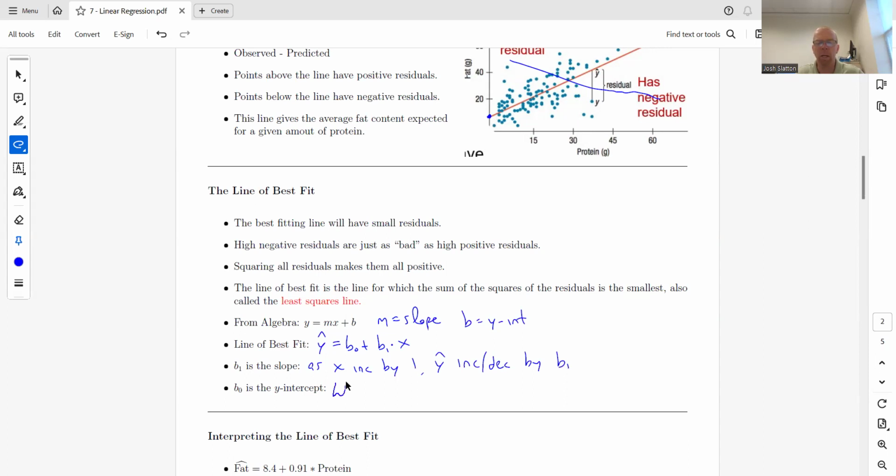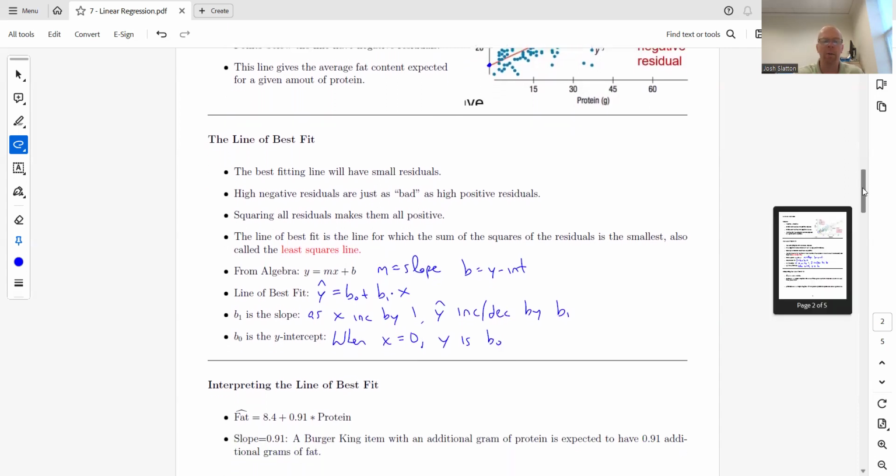So if we're interpreting the y-intercept, when x equals 0, y is the y-intercept. All right, so let's just kind of speak in general. Let's see how this looks when we use an actual example.